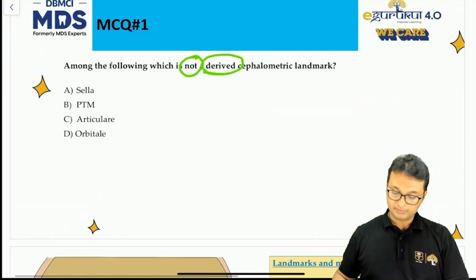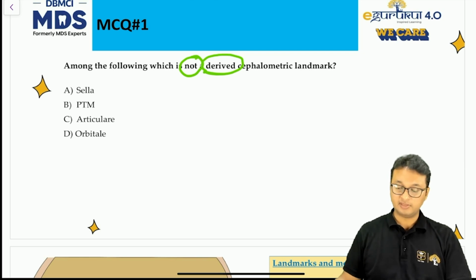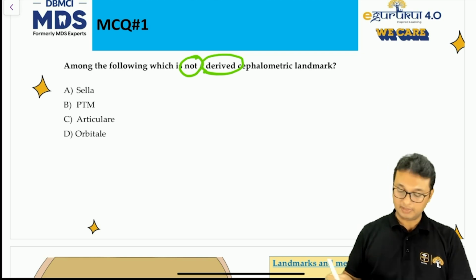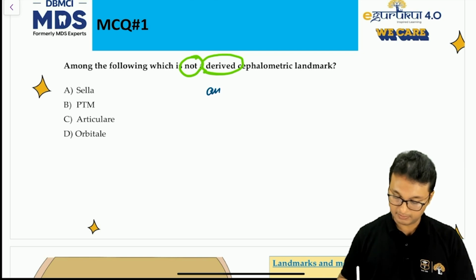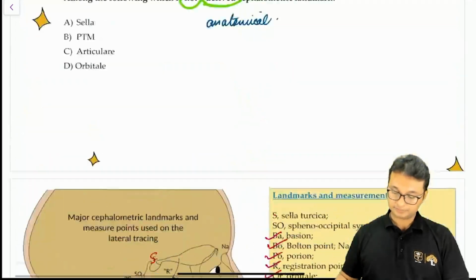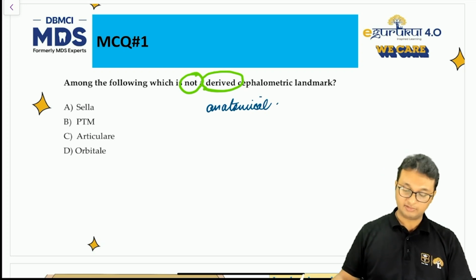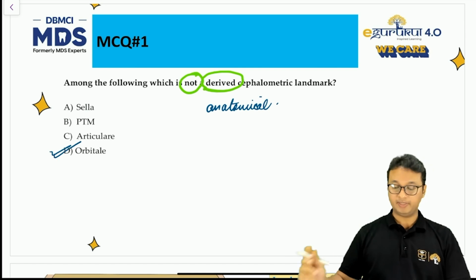So options were, which is not a derived cephalometric landmark. So question is asking which is an anatomical landmark, right? So the options are sella, PTM, articular, or orbital. So the correct answer, the most appropriate answer in this question will be orbital.